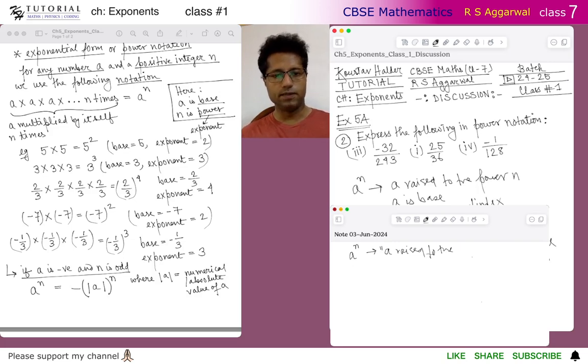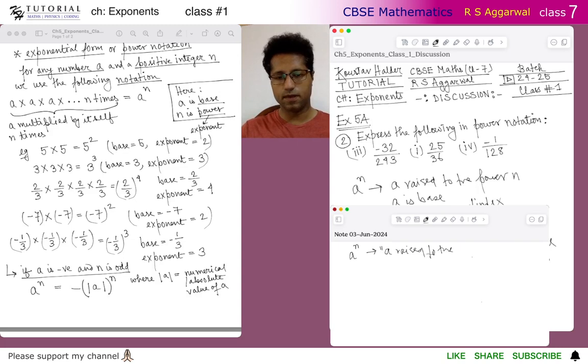So one thing to note, that if a is negative and n is odd, then a to the power n is equal to minus of mod a raised to the power n. Meaning, let me explain here.